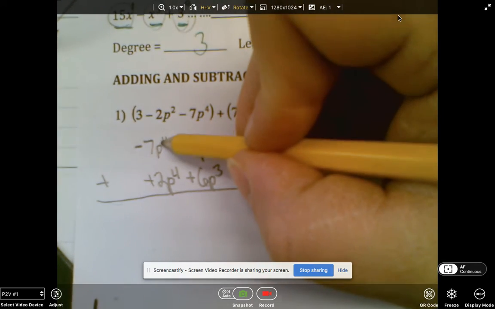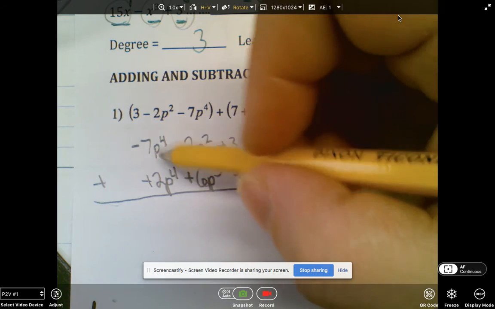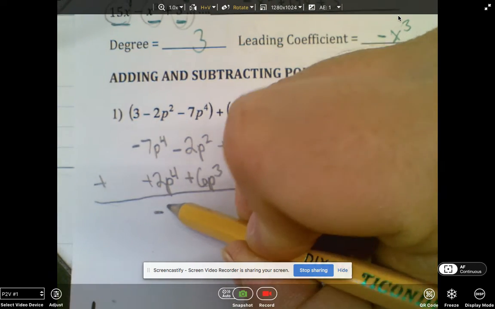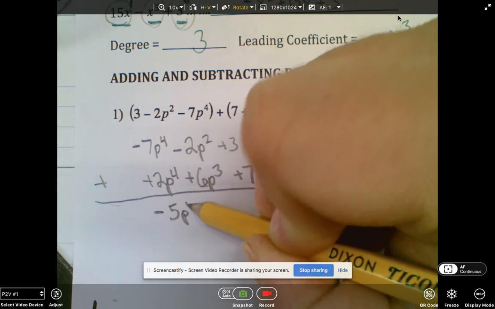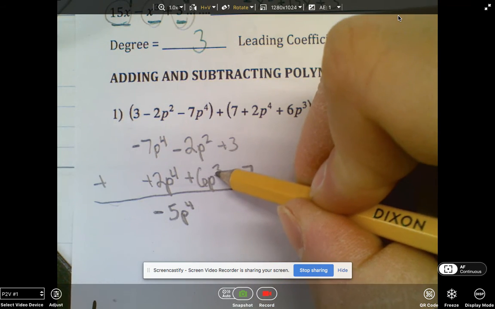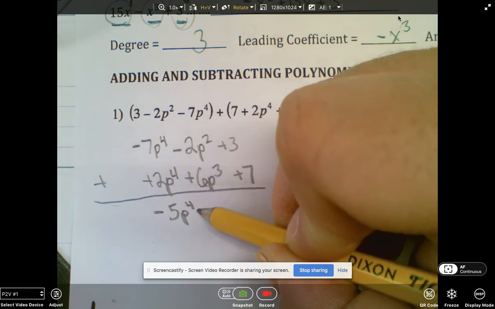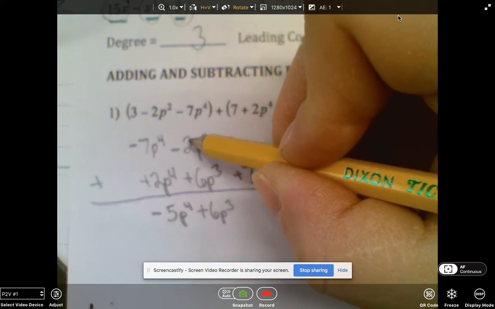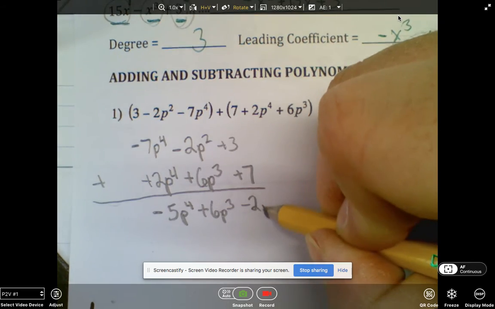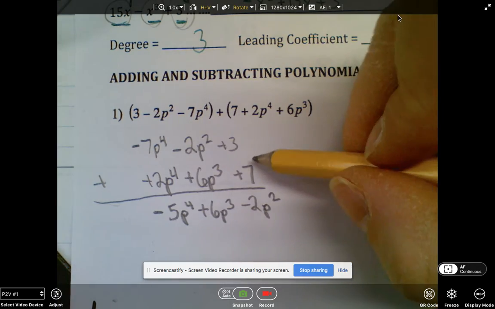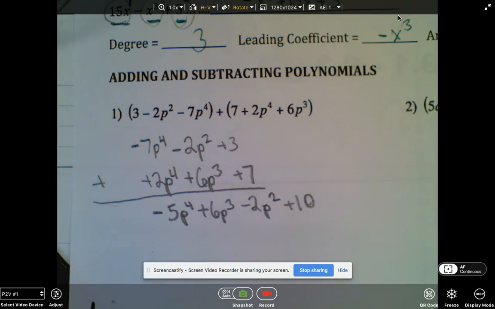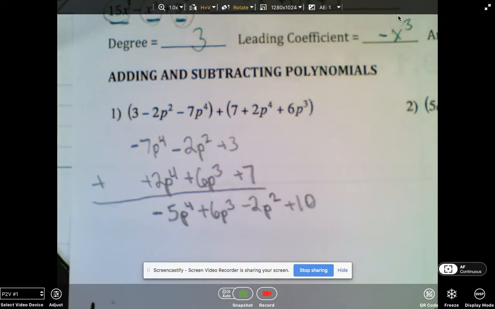So I'm going to just add these, just like like terms. So negative 7 plus 2, negative 5p to the fourth. P to the third, degree 3, I just have this one, so plus 6p to the third. Degree 2, I have minus 2p to the second. And for constants, I can add 3 plus 7 and get 10. Sorry about that. I maybe shouldn't have chosen the vertical method, but hey, it happens.